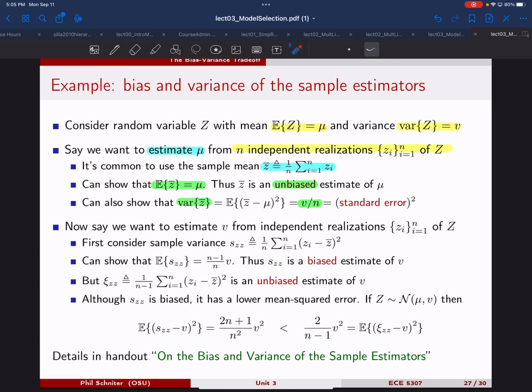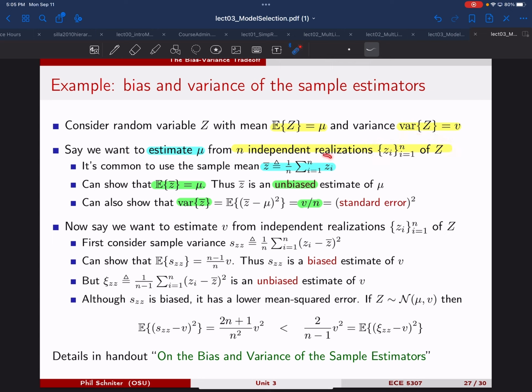And this, in fact, is just the squared version of the standard error. So I said I would explain standard error to you. This is the explanation. This holds anytime you have any random variable. It could be RSS, it could be whatever you want. And you have n realizations of it, and you want to estimate the mean.